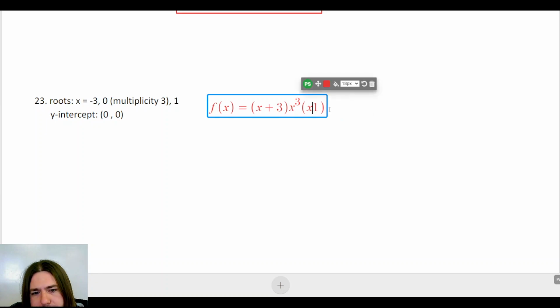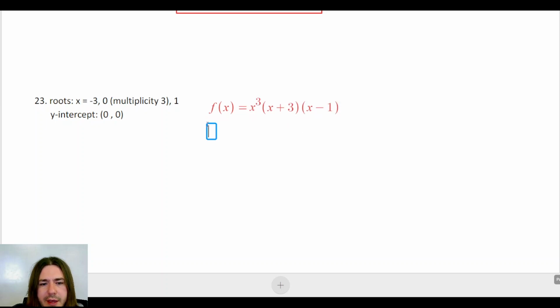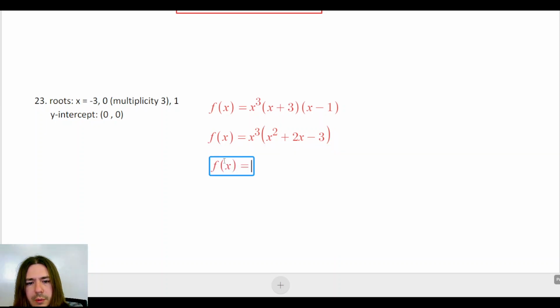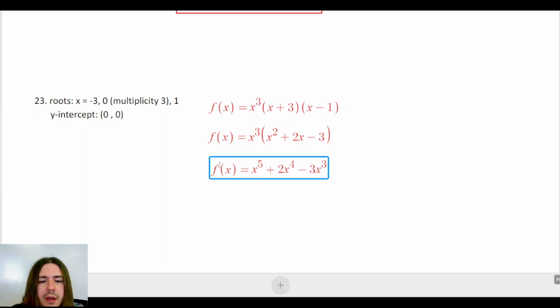So first I'm going to multiply those two binomials, and I'm actually going to put this x cubed out to the front. And let's multiply that together. So that would be x squared plus 2x minus 3. And then if I distribute that x cubed in, I would get x to the 5th plus 2x to the 4th minus 3x cubed.